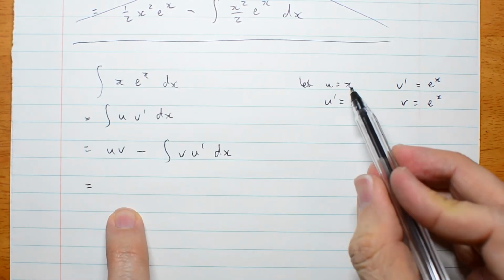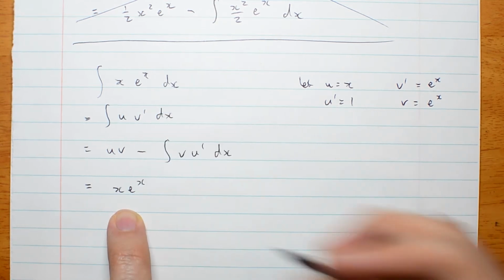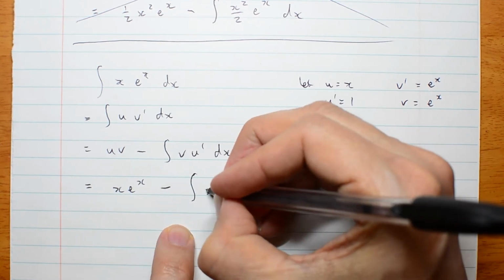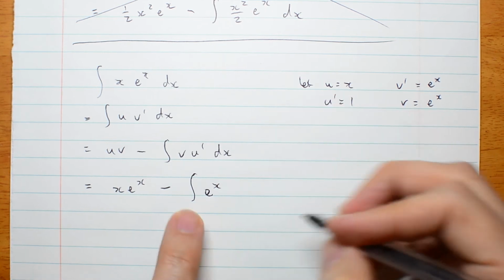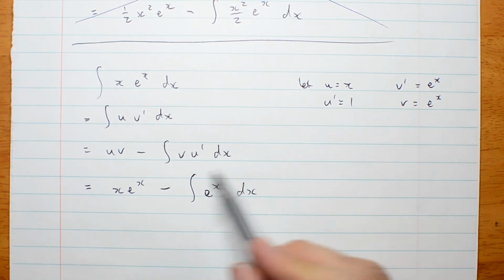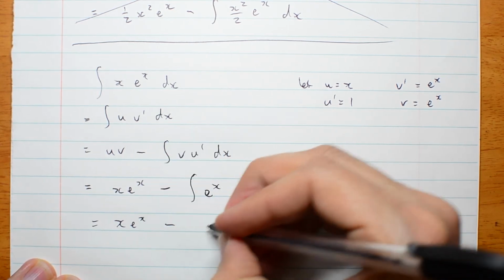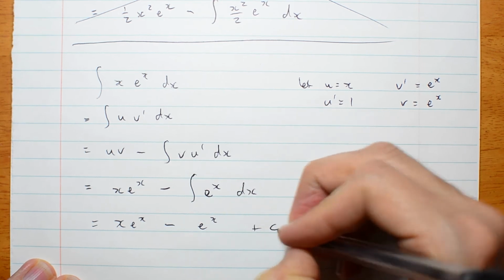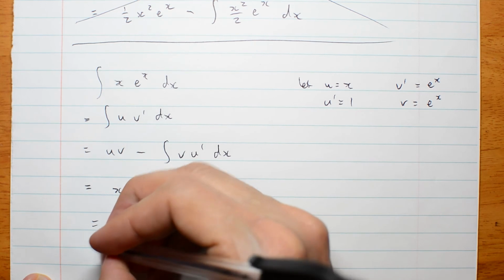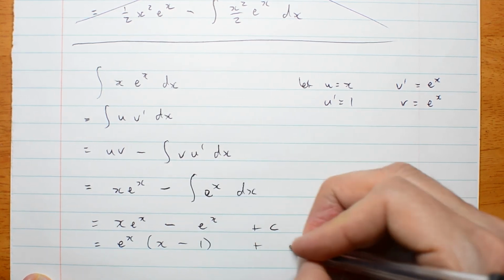Substitute carefully. U times v is x e to the x minus the integral of v, which is e to the x, u dashed is 1, dx. This is much simpler. X e to the x minus e to the x plus constant. And in fact I can factorise that. E to the x, times x minus 1, plus constant.